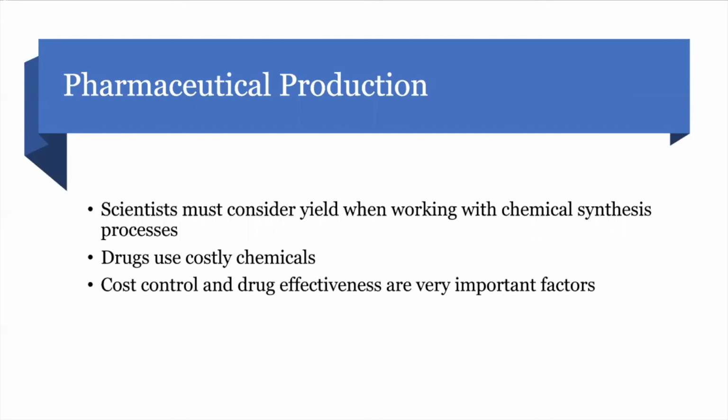An example of this could be SSRIs, selective serotonin reuptake inhibitors, which are used to treat depression. Scientists, when synthesizing these medications, have to consider the limiting reagents and the percent yield of the chemical reactions to ensure optimum effectiveness and minimal wasting of products. And that is the premise of pharmaceutical production when it comes to limiting reagents and percent yield.